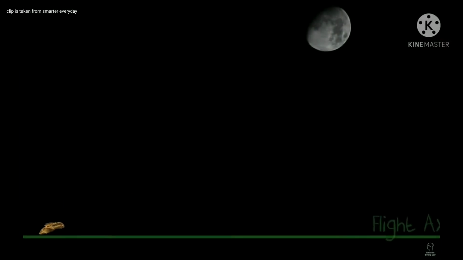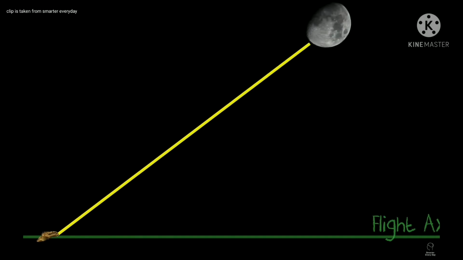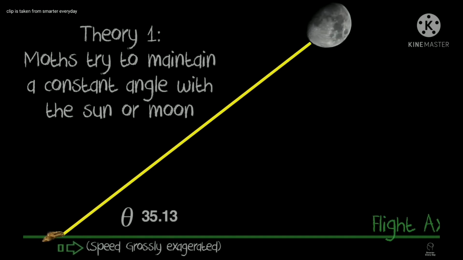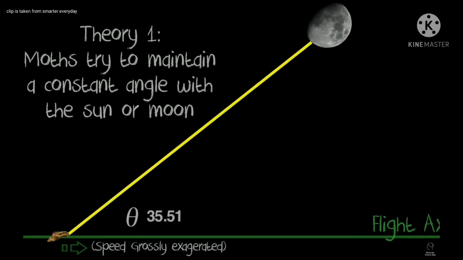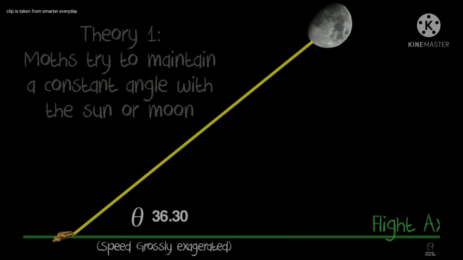Heavenly bodies like the sun or the moon are used to orient themselves in free flight. The idea is that they see the moon up in the sky and they try to keep themselves aligned at a certain angle with the moon. Now, because the moon is so far away, that angle pretty much stays the same as they fly along.